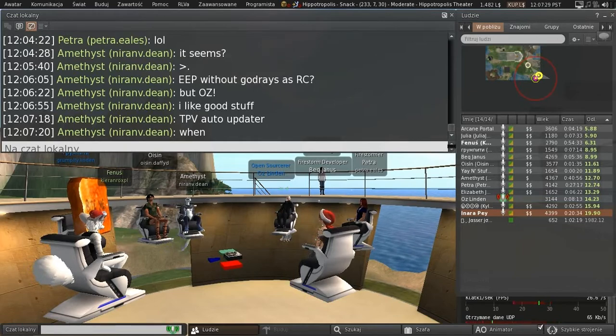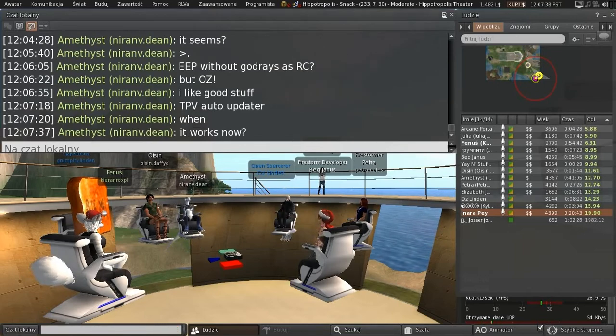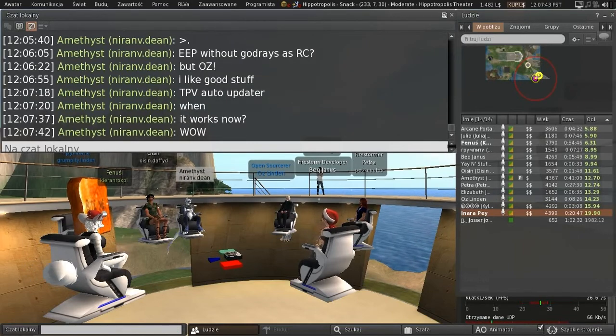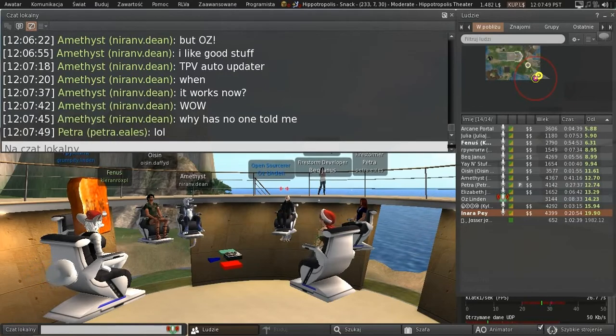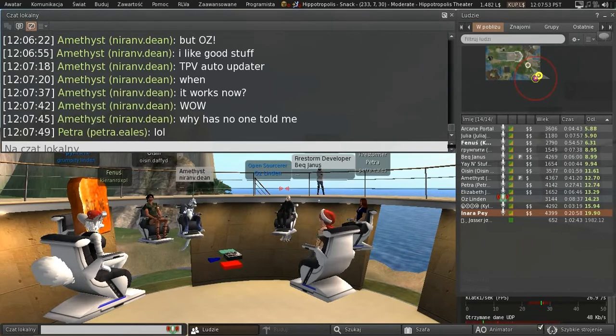TPV auto updater. Well, you can use our updaters now if you want to. There's a page on how to do that. There's a wiki page on that somewhere. I'll find it.